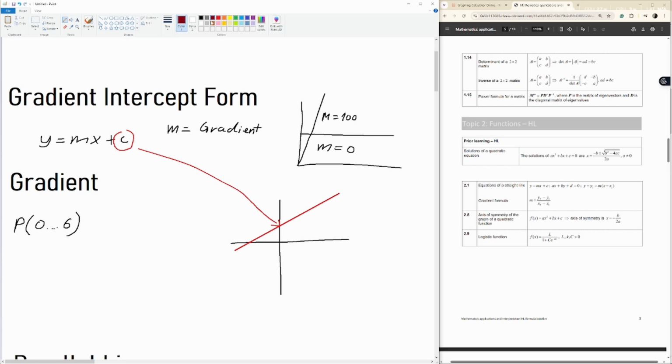So if your question has something like this, where the first point is 0, then you have to recognize that the point is obviously on the y-intercept, meaning that it is automatically the c, and you get one part of your question already solved. However, there is a formula to get the gradient as well.